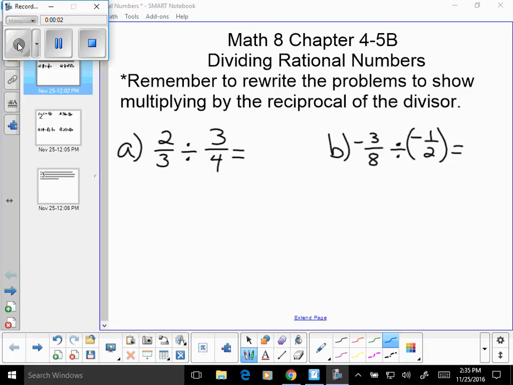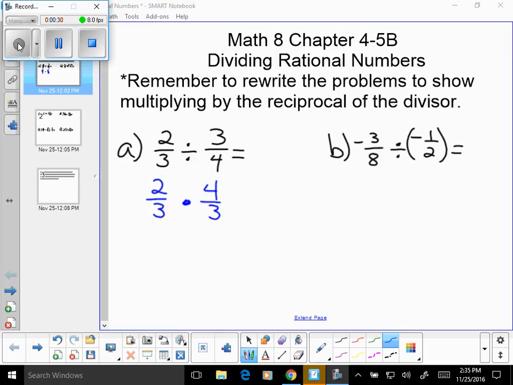Okay, welcome to lesson 4.5b on dividing rational numbers. The key point here is to remember that you're going to need to rewrite your problems to show that you're multiplying by the reciprocal of the divisor. That means we do not change the first fraction or number, such as 2/3. Division becomes multiplication, and we take the reciprocal of the divisor, which is the second number.